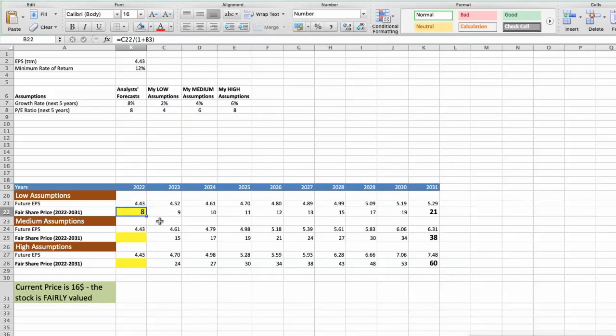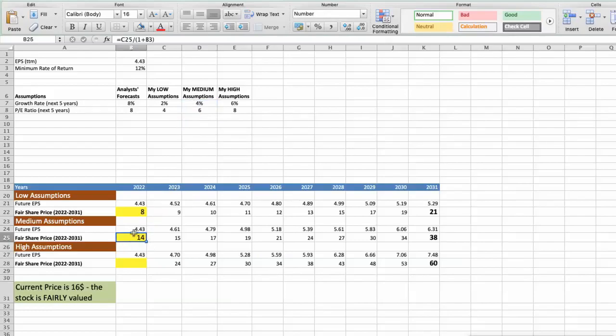Second scenario. Ford will have average performance in next 5 years, and we will use the following parameters in our calculation. Future growth rate would be average, 4%. Future P/E would be average, 6. In this case, the fair value of the stock today would be $14.